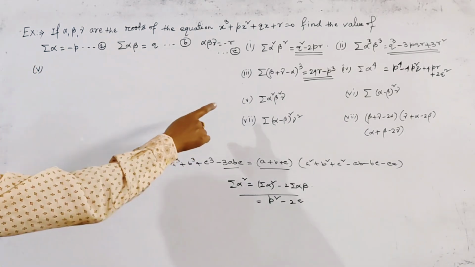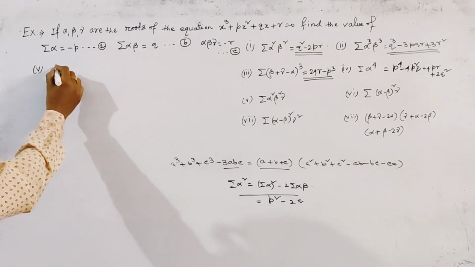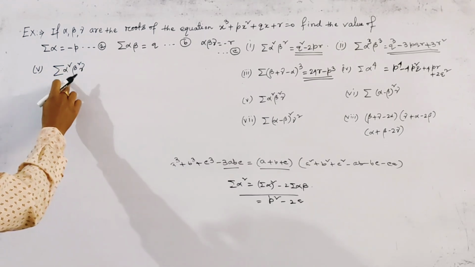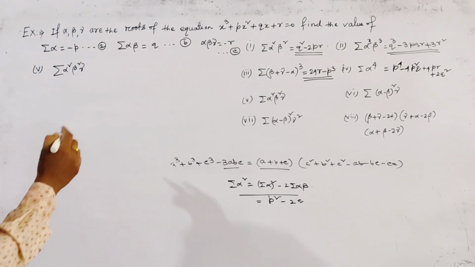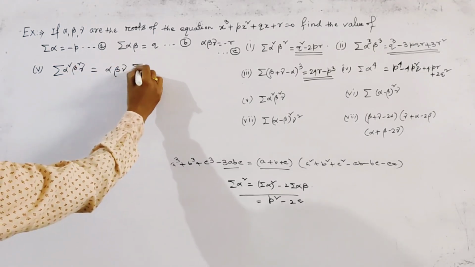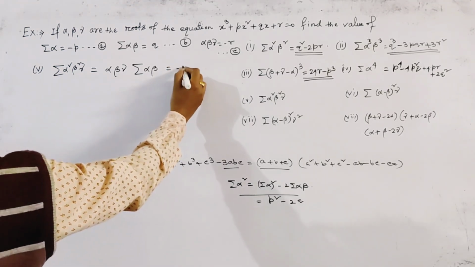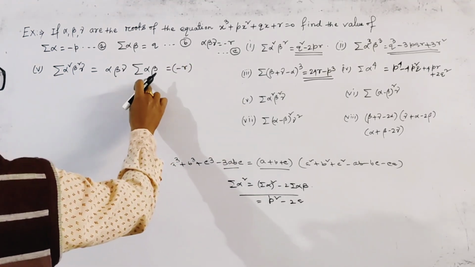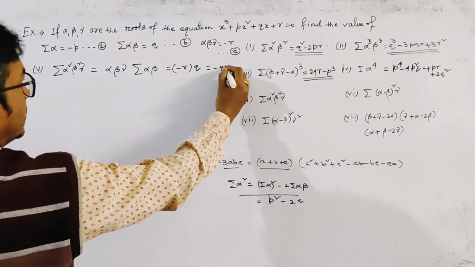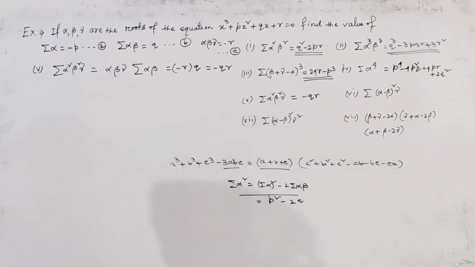Now we go for relation number 5. This is the easiest expression of this problem, and relation number 5 is summation alpha square beta gamma. Since there are only two variables, alpha beta gamma, we can take alpha beta gamma in common from this expression and left are alpha beta. So we get minus r into summation alpha beta, this means q, right, and the value is minus qr. This is the value of 5.